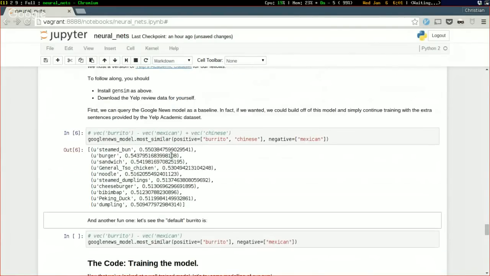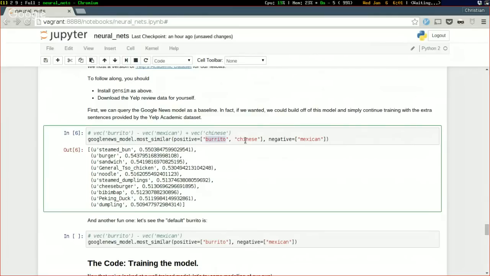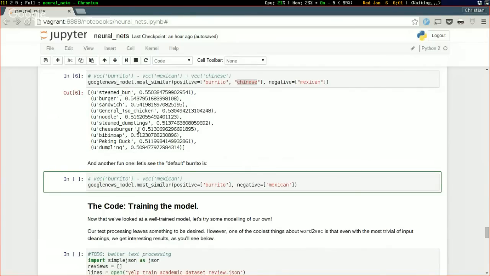Here we're trying to find something that is similar to a burrito without the connotation of Mexican, but in Chinese cuisine. And we actually come up with really good results again. If you think of the burrito as an emblematic Mexican thing, at least to Americans, then a steamed bun is quite similar. Similarly for General Tso's chicken, right? There's a whole movie about General Tso's chicken. So that turned out quite well.